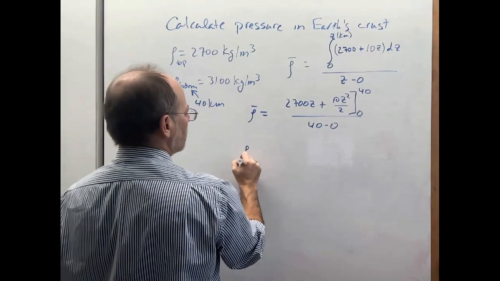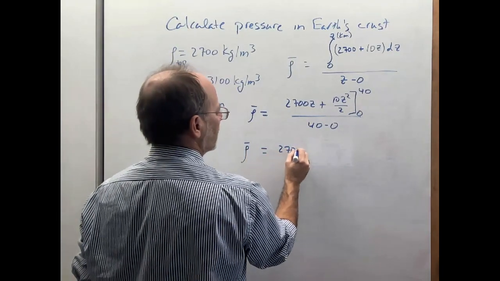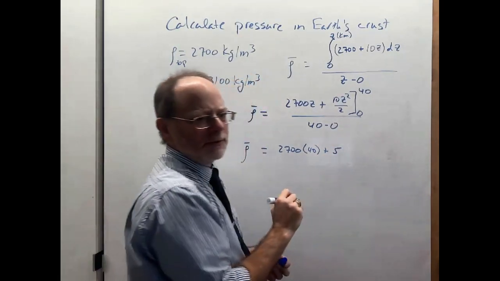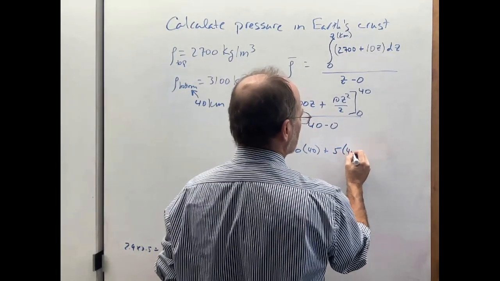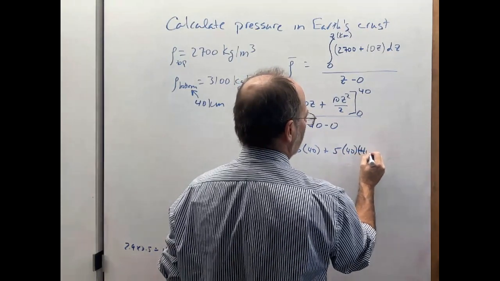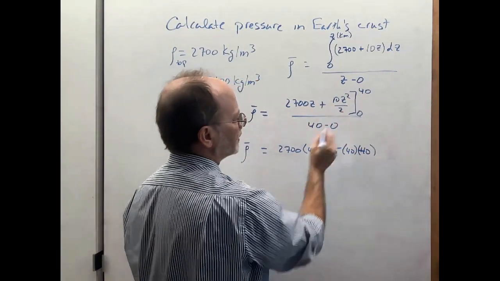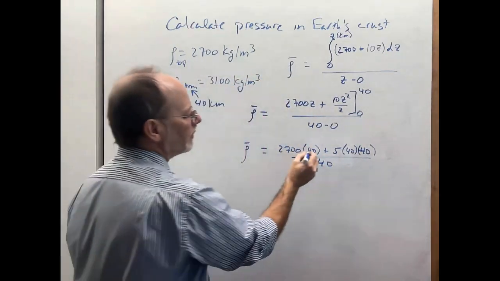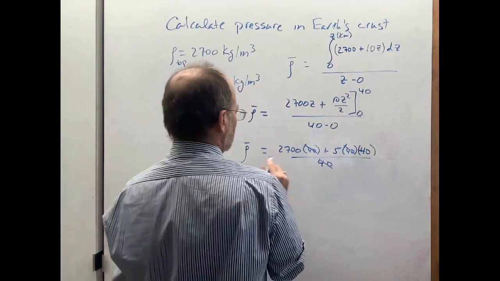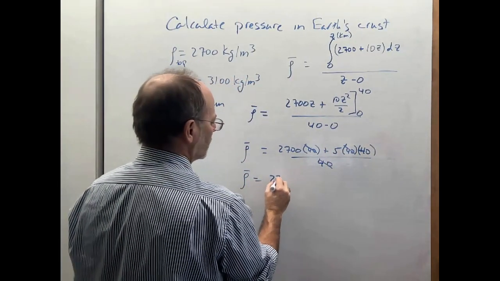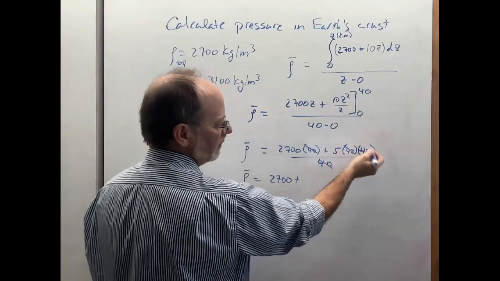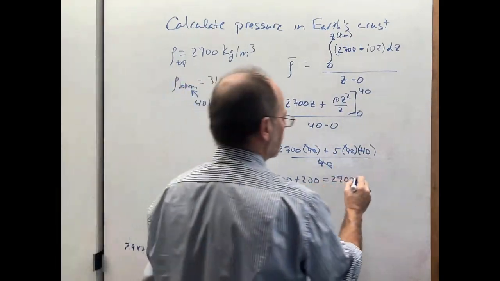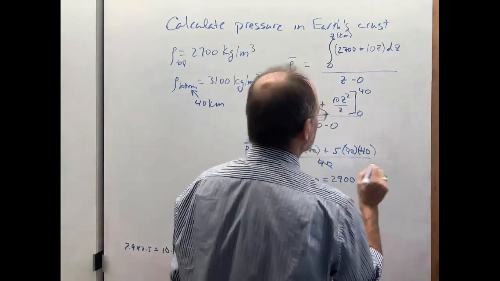So then if we expand this a bit, we get 2,700 times 40 plus 5. And here I'm going to do 40 times 40 for reasons that'll be apparent in a minute. We don't have to worry about the zeros, that's just 0, all divided by 40, right? And so a bunch of these 40s cancel out, and we get rho bar equals 2,700 plus 5 times 40, 200, is equal to 2,900. What is this? Kilograms per meter cubed, right?